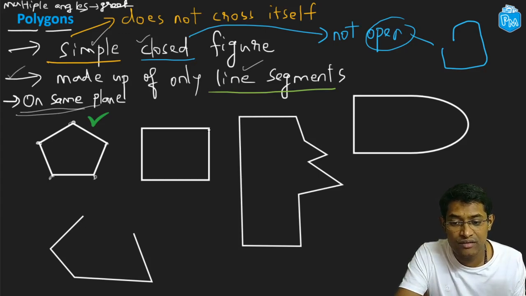Is it a simple curve? Yes, it does not cross itself, right? And is it closed? Yes, it's closed. So I can say yes, this is a polygon. All right, what about this one?